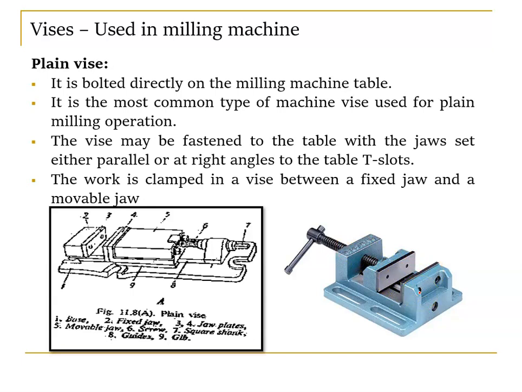It is bolted directly on the milling machine table. It is a most common type. So it is the most common type of machine vise used for plain milling operation. The vise may be fastened to the table with the jaw set either parallel or right angles to the table T slots. So the work is clamped in a vise between a fixed jaw and a movable jaw.